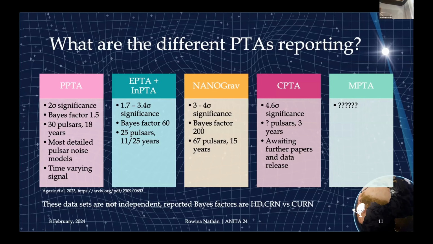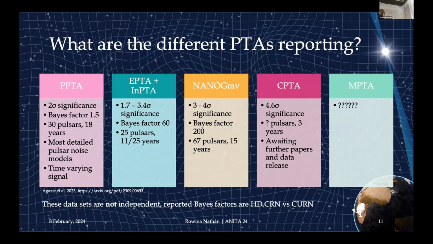Then you have the European pulsar timing array, NANOGrav, which is the American collaboration, and the Chinese pulsar timing array. They're currently reporting the highest significance, but they haven't released much detail on that. They haven't released their data and things like that. So we're waiting to see how they got that result.